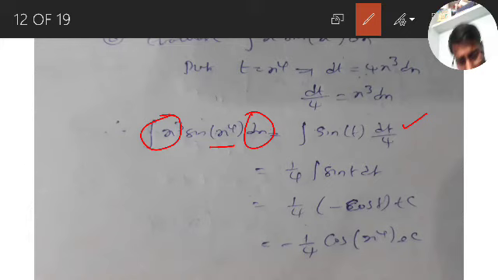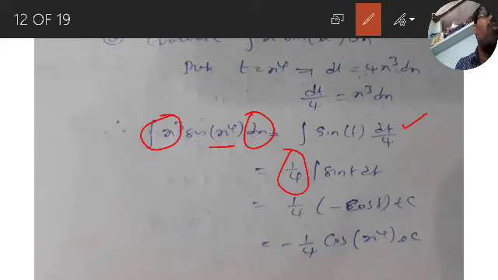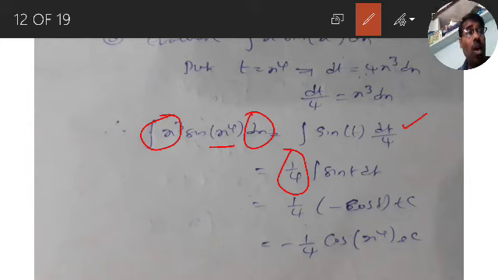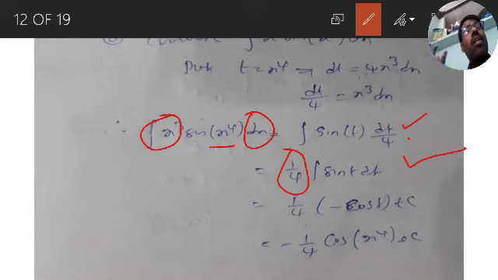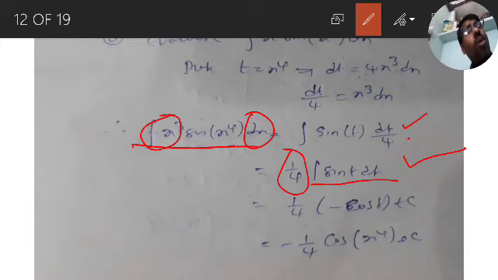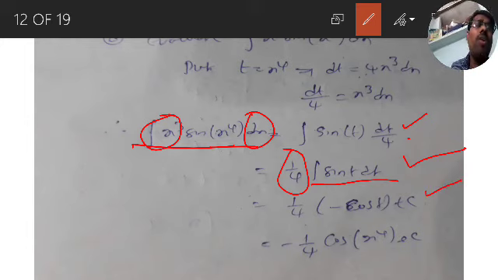So 1 by 4, the denominator 4 you are having, is a constant, so it's outside of the integration. Any constant multiple of a function can be taken outside of the integration, as we did in differentiation. So 1 by 4 into the integration of sin t dt. The given unknown integral is now converted into a known integral. What is the standard form? Integration of sin x dx is minus cos x plus c. Now the integration of sin t dt is minus cos t plus c. So 1 by 4 into minus cos t plus c.